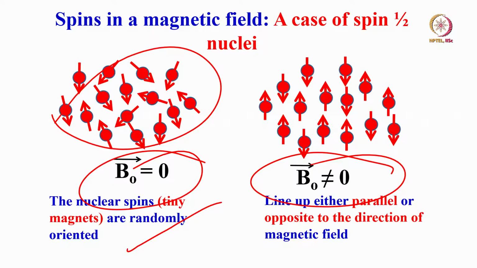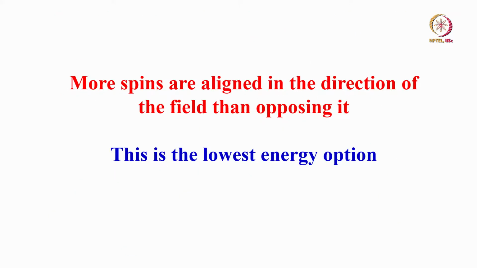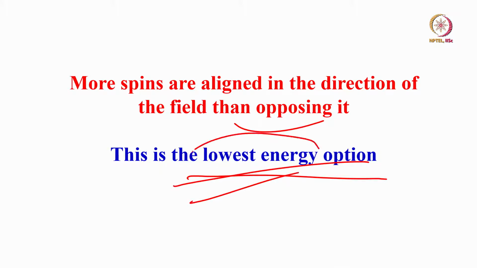The same thing in the classical analogy, we can say the spins have different types of orientations in the absence of the magnetic field. Another important concept we should know here is that more spins are aligned in the direction of the magnetic field than opposing it. It is something strange, right? It is true. It is because of the Boltzmann population distribution. You will understand when you go to the Boltzmann population ratio, we can calculate and see. There are always more spins aligned in the direction of the magnetic field than opposing it, and this is the lowest energy option. Remember, the lowest energy option is more spins in the direction of the magnetic field.